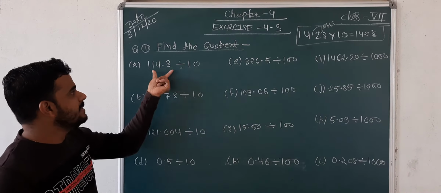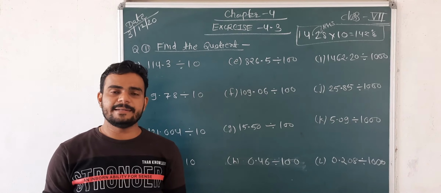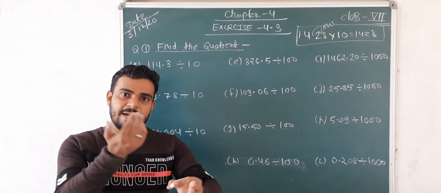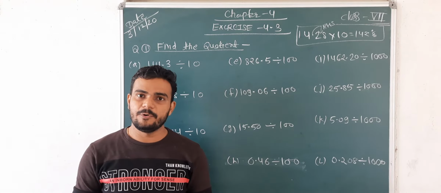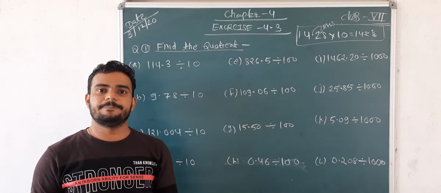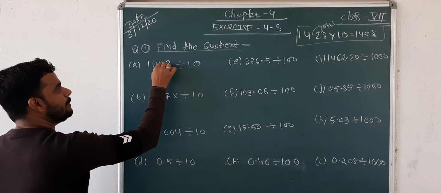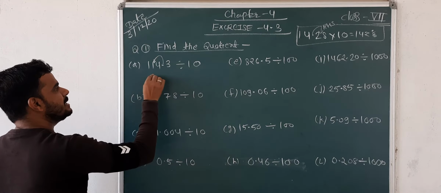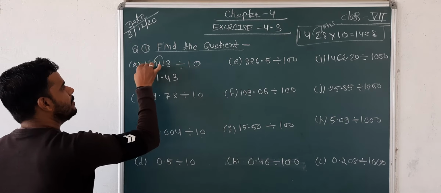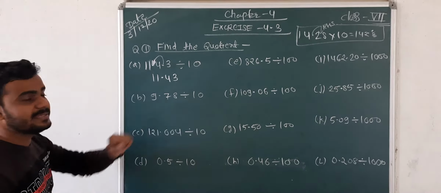So now the division is there and we have to find the quotient. When a decimal number is divided by 10, 100 or 1000, the decimal point moves to the left-hand side. As many zeros as there are, that many places the decimal moves. Just see, only 10, one 0 is there, so the decimal moves one place. The answer is 11.43. Next, tell me the second answer.